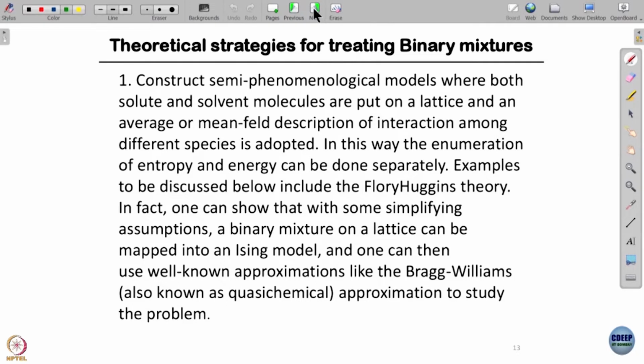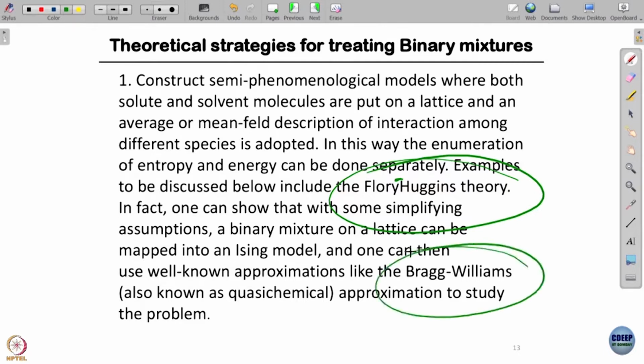So, putting on a lattice has its advantage, and that was done in a great way in polymers by Flory-Huggins theory, a very famous theory which still plays a very important role in all studies of polymer solutions, even in ordinary solutions. This is very similar to the Bragg-Williams approximation we did, and the quasi-chemical approximation we did in the model.